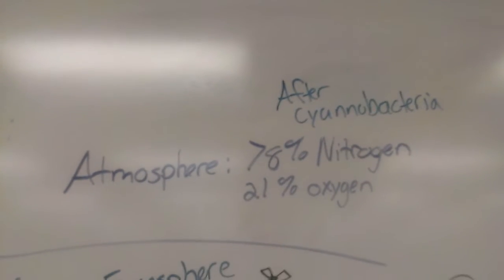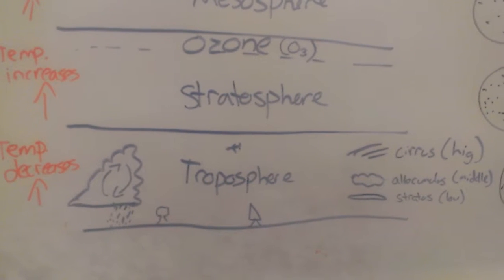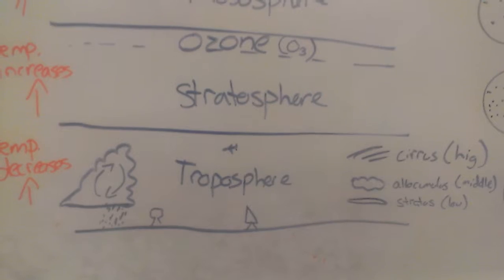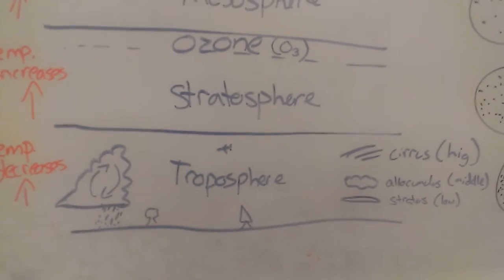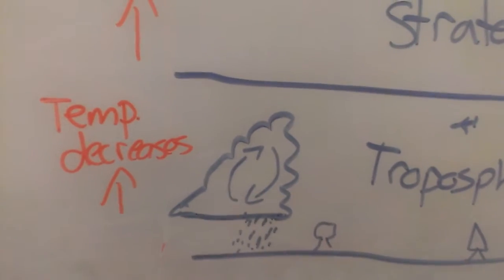Now, our atmosphere is divided into layers, so let's go ahead down to the very bottom where we live. We live in the troposphere. The troposphere's temperature decreases as you go higher or as altitude increases. It's also where you find your weather. So our first cloud here is a cumulonimbus cloud.